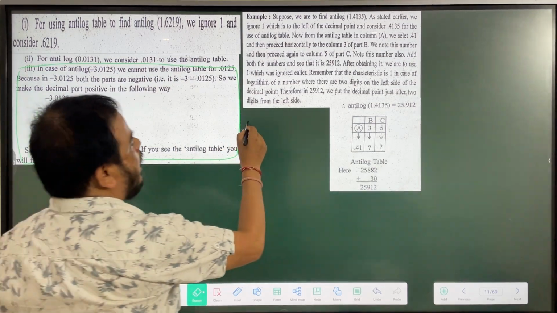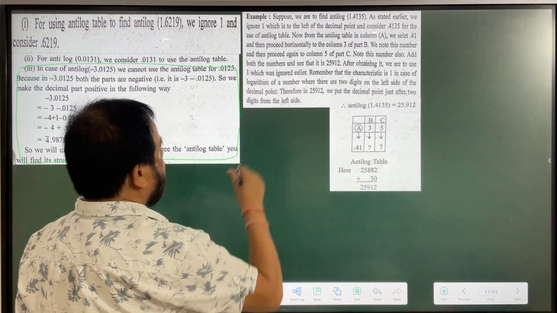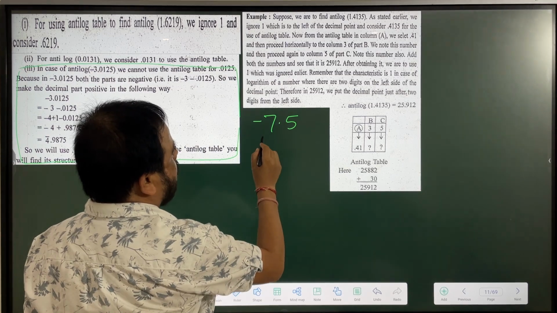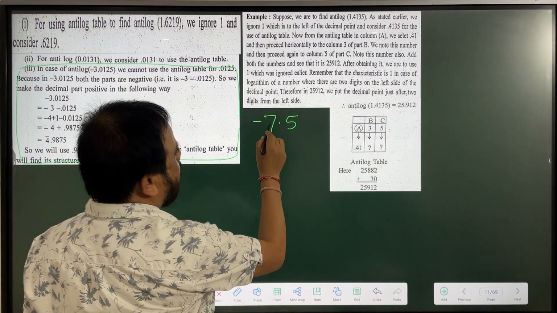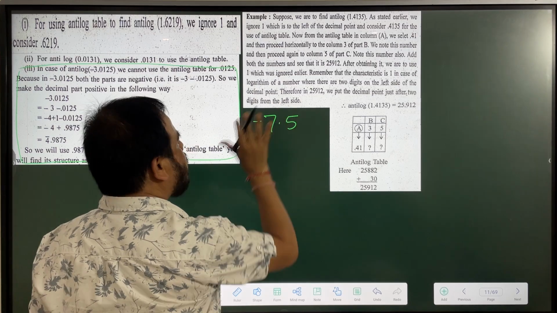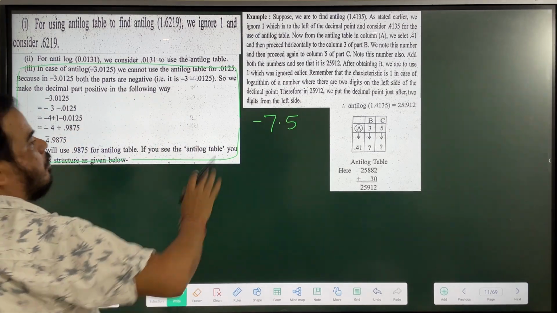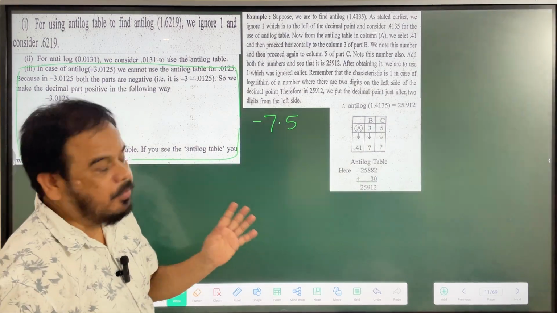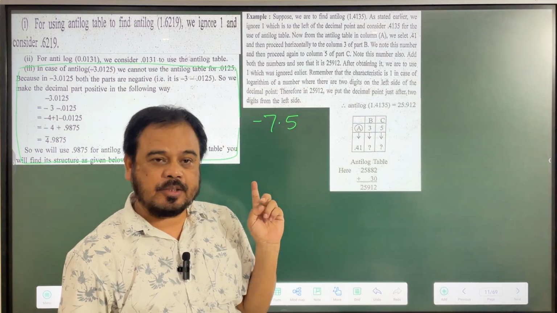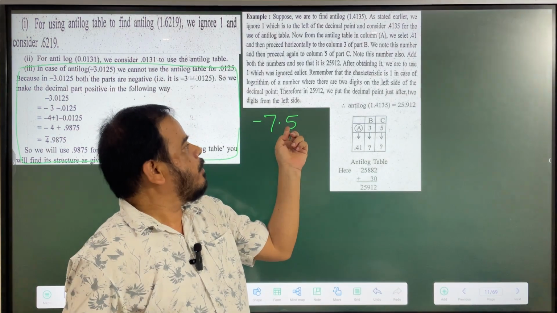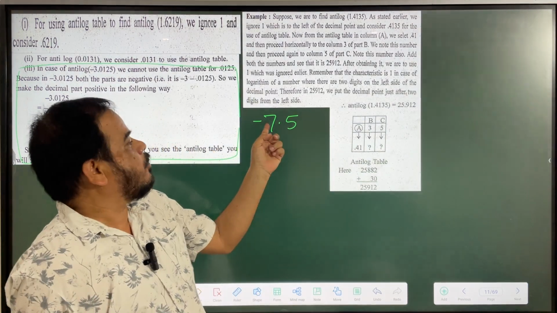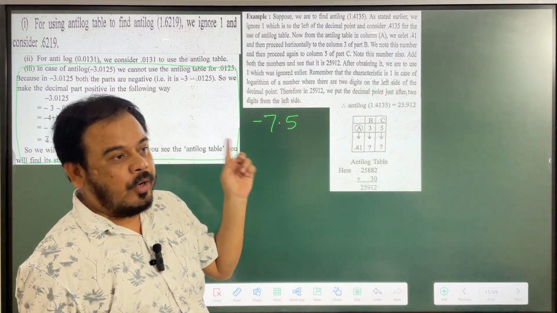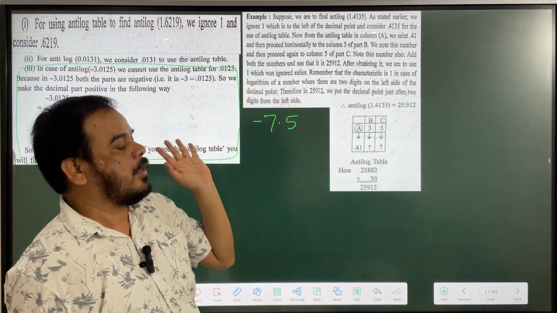Look here. If I write minus 7.5, what does that mean? Minus is for 7 and for 0.5 also. So as a whole it is a negative number. As we know, in logarithm the decimal part should always be positive. I already explained that in the previous video. So from this we cannot find the antilog. For antilog, we have to get the decimal part positive.